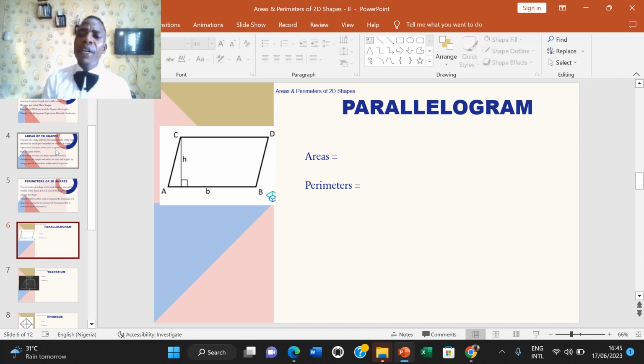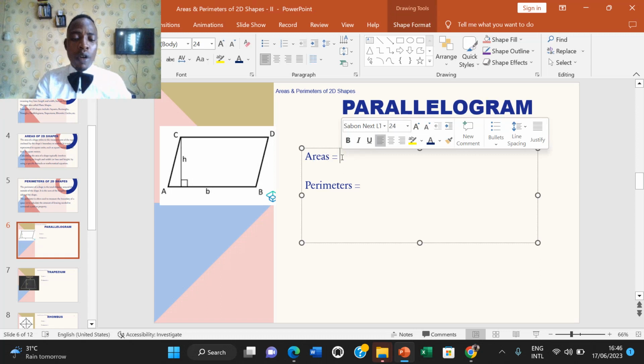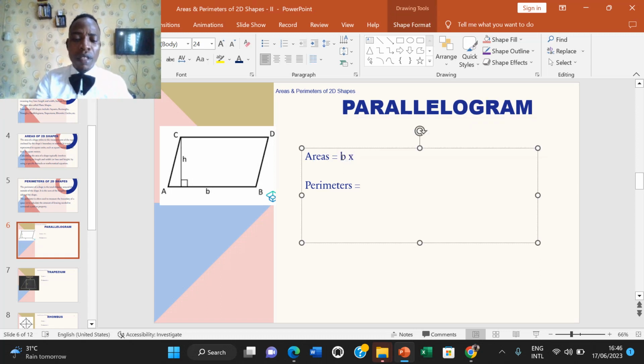For the area of a parallelogram, here is a parallelogram. It has a height and a base. So if I ask you, find the area of a parallelogram whose length is 10 centimeters and height 7 centimeters, all you need to do, instead of blabbing or guessing, is recall how a parallelogram looks like. It has a height and it has a base. So the area of a parallelogram becomes base times height, a multiplication of two dimensions, because a parallelogram is a two-dimensional shape. Then I have a perimeter. What's the perimeter of a parallelogram?